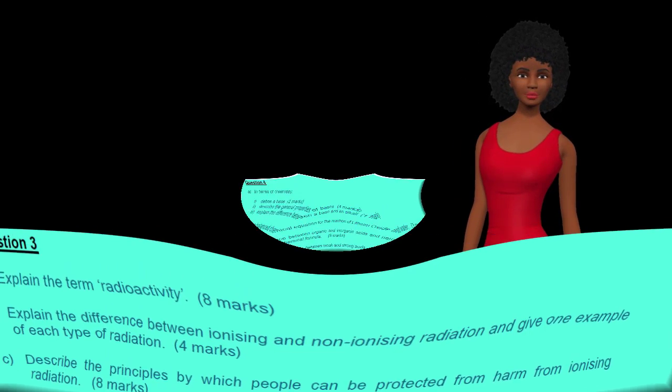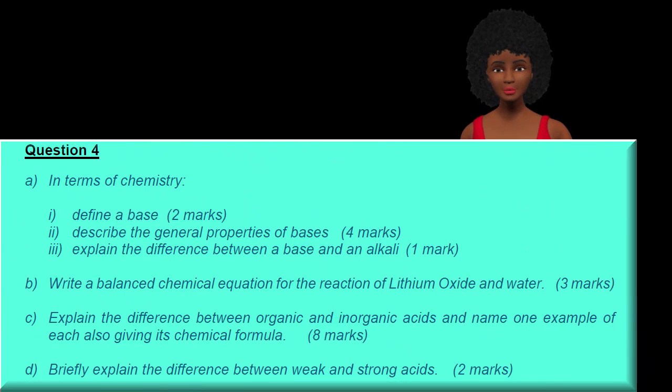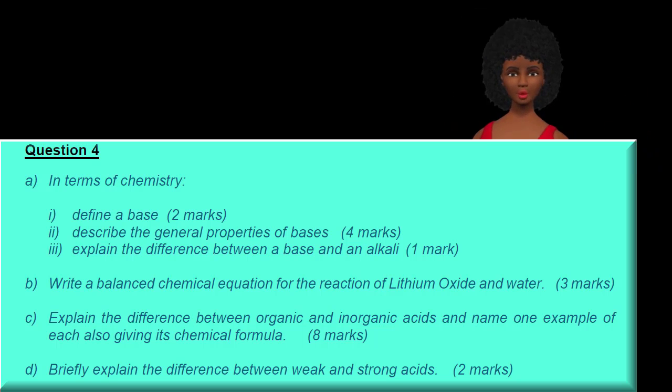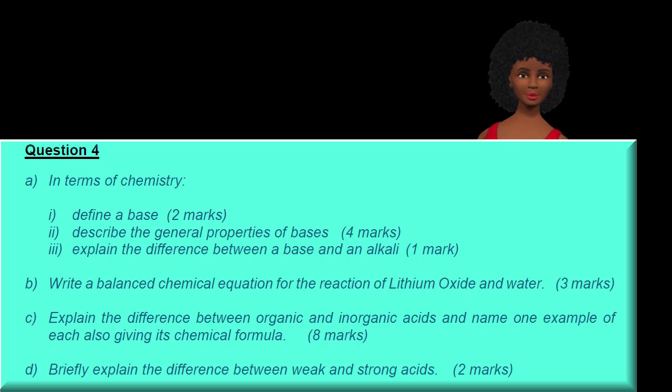8 marks. Question 4. A. In terms of chemistry. I. Define a base, 2 marks. 2. Describe the general properties of bases, 4 marks. 3. Explain the difference between a base and an alkali, 1 mark.